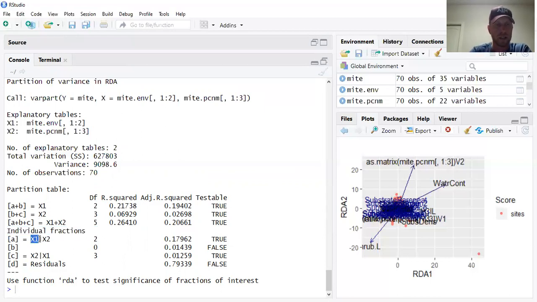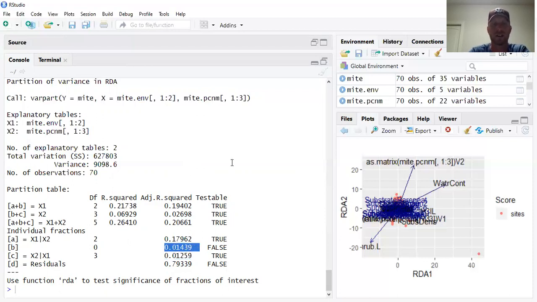When we think about the pure effects of environment while we control for space, that's what this x1 pipe delimiter x2 represents. The pure environmental effect is about 18%. So we can explain 18% of the variation in mite community with just environmental variables. With just spatial data, it's only about 2%. But then there's an interaction between those 2, and that's about 1% here.